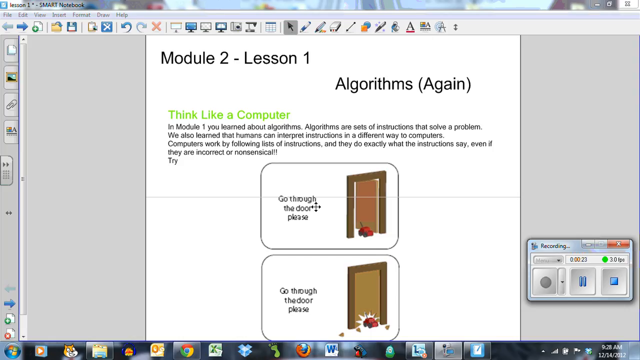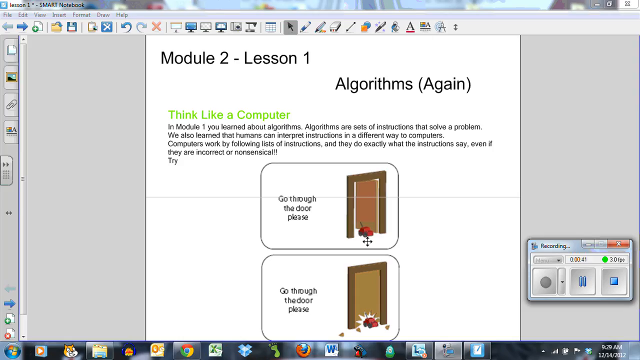And just a little note here. In Module 1, you learned about algorithms. Algorithms are sets of instructions that solve a problem. We also learned that humans can interpret instructions in a different way to computers. Computers work by following lists of instructions, and they do exactly what the instructions say, even if they are incorrect or nonsensical. And here's an example.